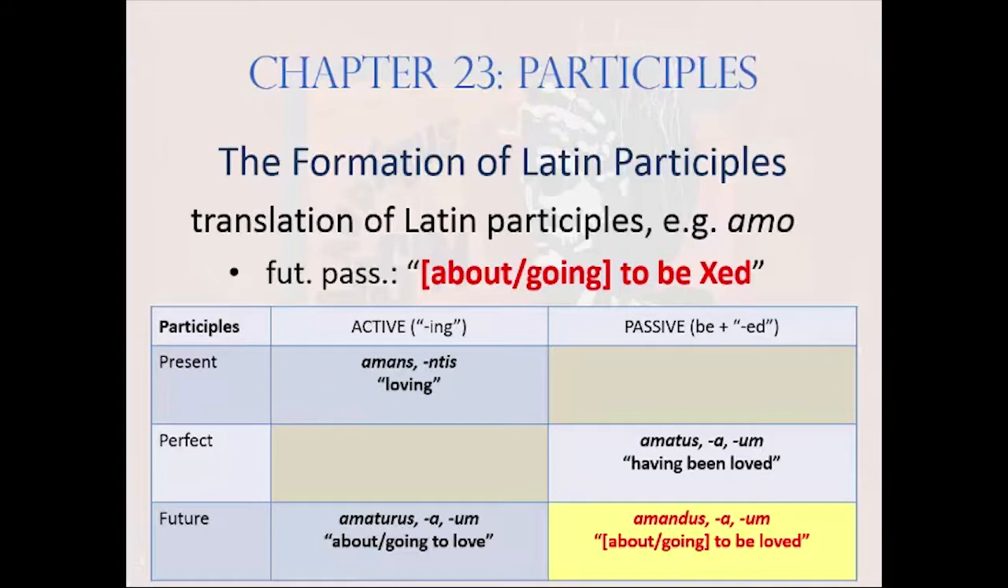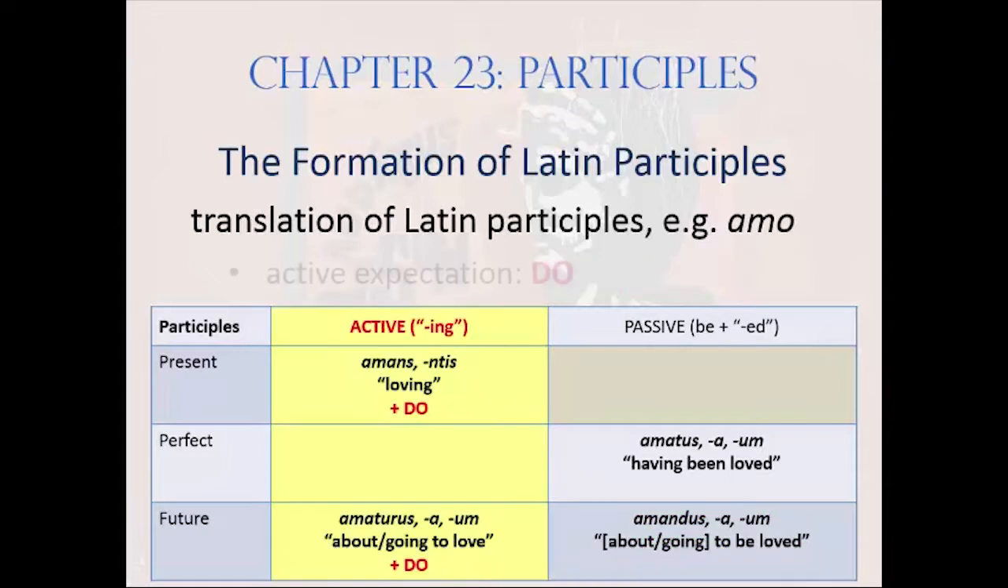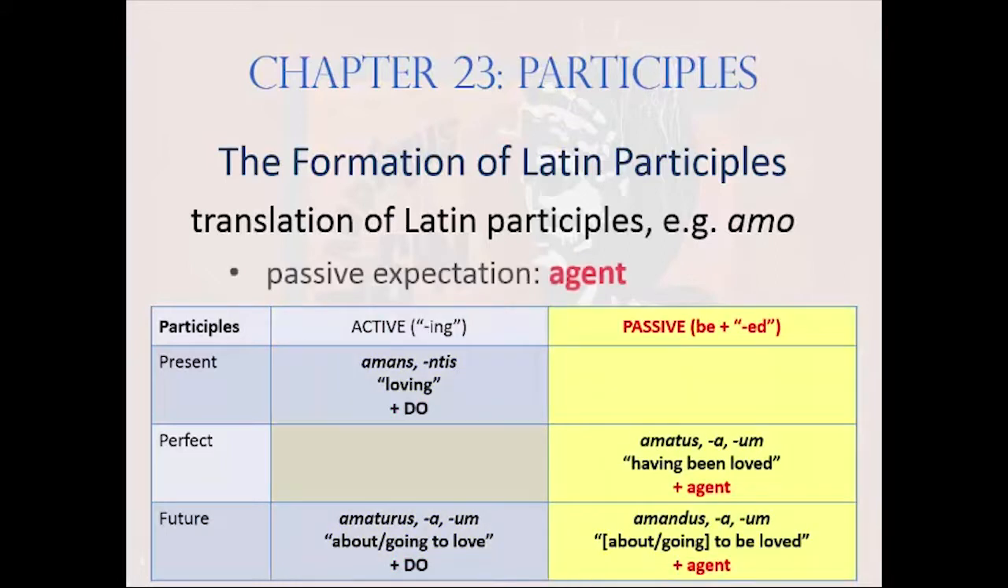Before leaving the formation of regular participles, let's address their expectations. It's exactly what you'd expect. The active ones, amans and amaturus, call for direct objects, loving or going to love someone. And the passive ones, amatus, amandus, call for agents, having been or going to be loved by someone.